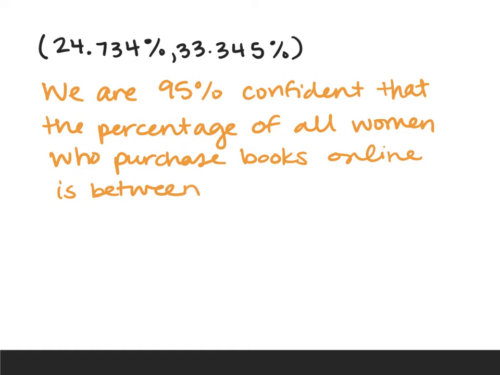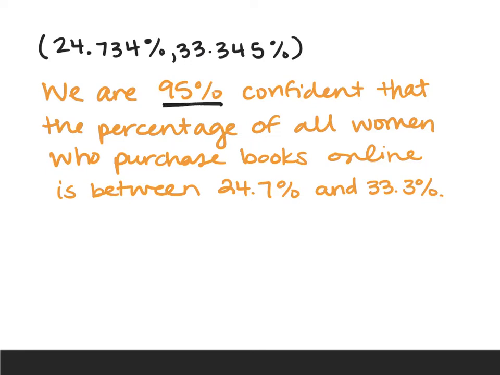I'm going to use these numbers I got. And I'm actually going to go ahead and round to 1 decimal place for my percentage. So I'm going to say 24.7% and 33.3%. And there we go. That's my interpretation.